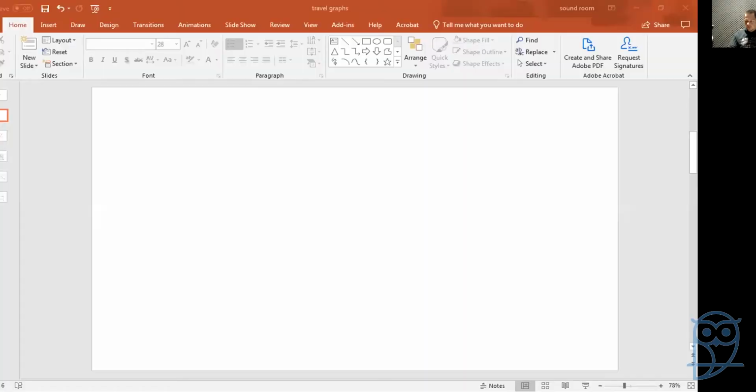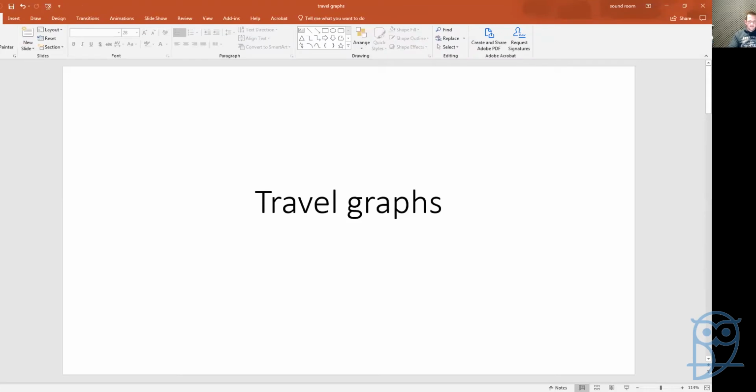So today we're going to be looking at our travel graphs, and luckily, it's not a lot that you need to be able to understand to do them, but it is definitely some interpretation needed. All right, so let us have a look at our travel graphs. I'm going to share my PowerPoint with you. All right, so we are looking at travel graphs.